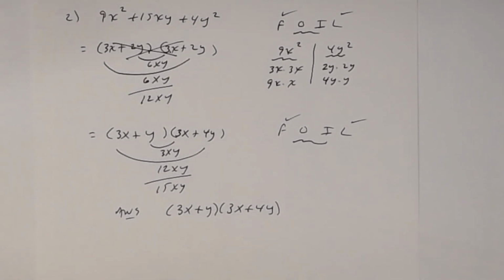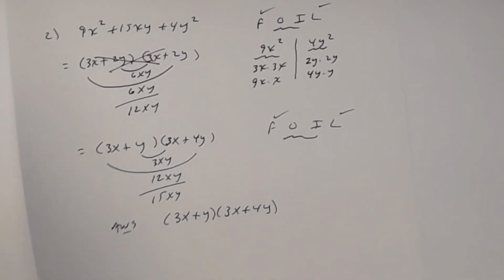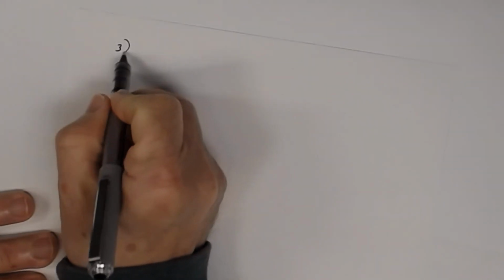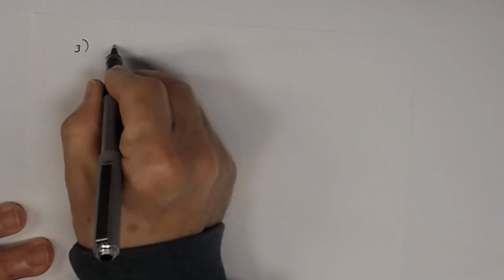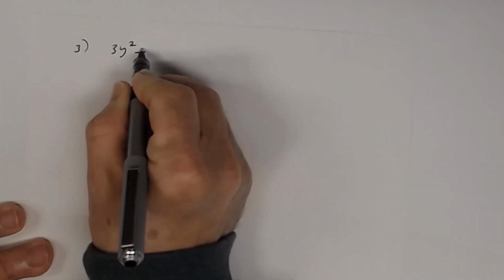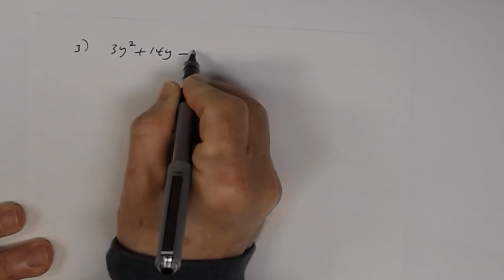Number 3, we have this for number 3. All right, so number 3, we have 3y squared plus 14y minus 5.